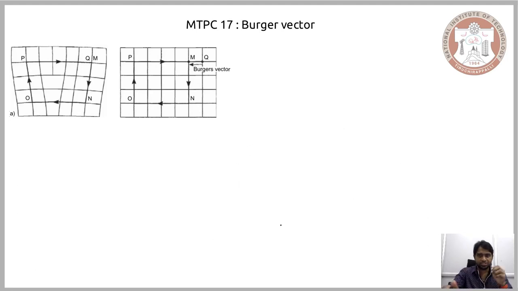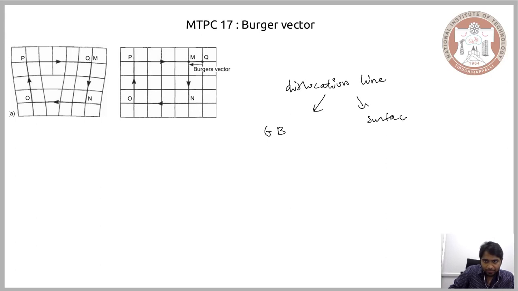So the dislocation line in a material never ends within a crystal structure. If you consider a polycrystalline material and a particular grain, a dislocation line will never end within a grain. A dislocation line will only end at a grain boundary or at a surface. So the end point of a dislocation line is either a grain boundary or a surface.